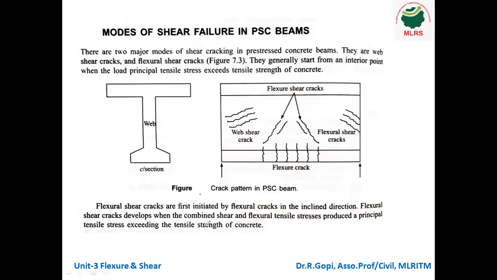Okay, please note down this, we already know. Concrete is very, very poor in taking load in case of tension, but it has more capacity to withstand compression. So the flexural shear cracks are first initiated by flexural cracks in the inclined direction. The flexural shear cracks develop when the combined shear and flexural tensile stress produces a principal tensile stress exceeding the tensile strength of concrete, obviously.